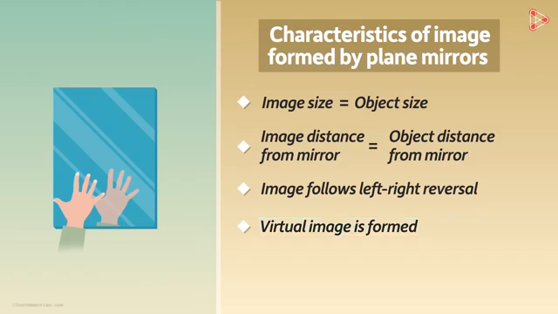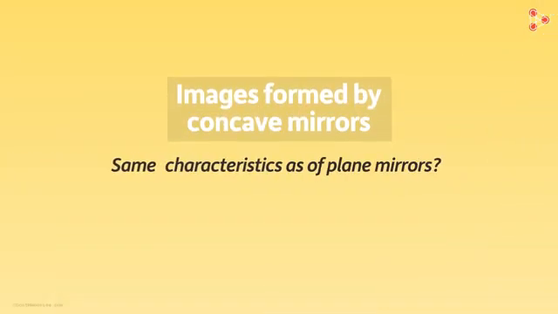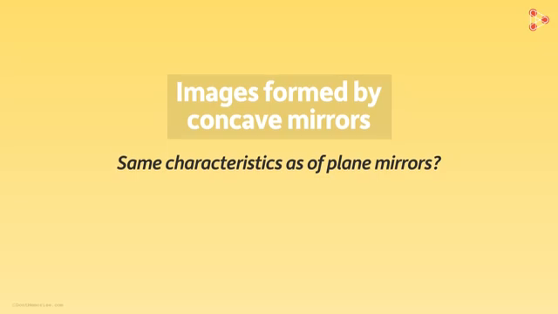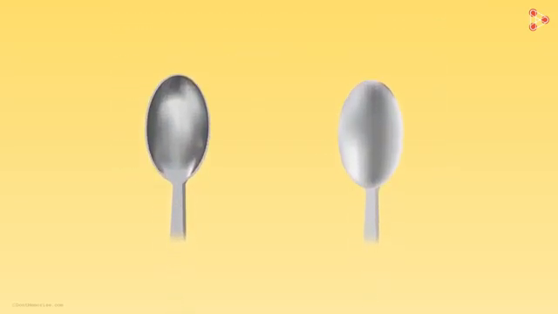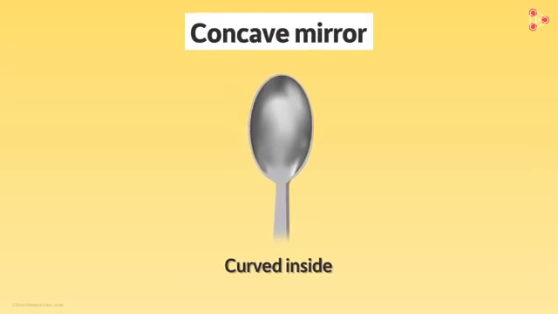So what about the images formed by concave mirrors? Do they have the same characteristics? You all must have seen the reflection of your face in a spoon. Spoon has two smooth surfaces, one curved inside and the other curved outside. However, it is not perfectly spherical. For ease of understanding, we can consider the reflecting surface which is curved inwards as a concave mirror.